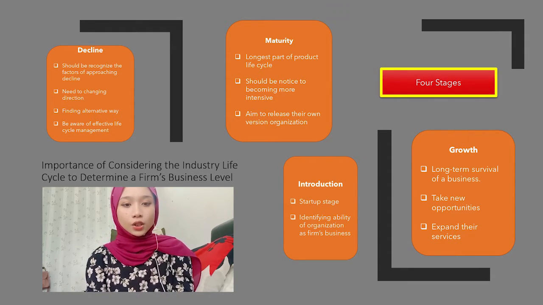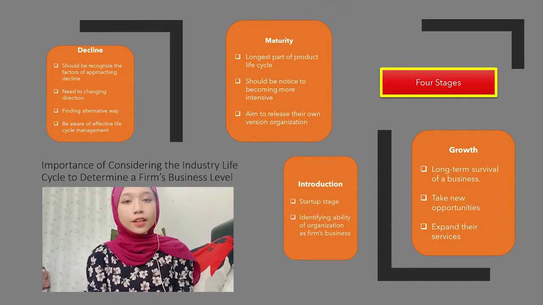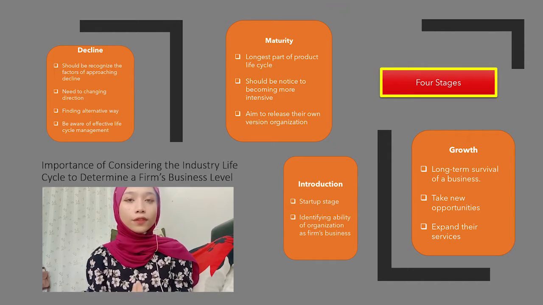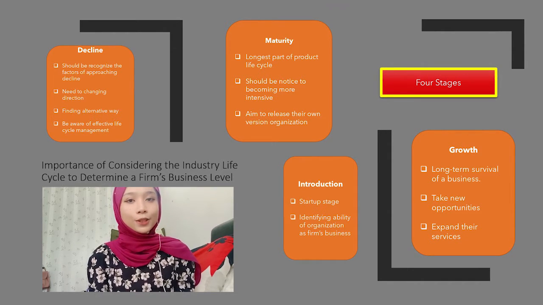The last stage of the industry life cycle is the decline stage. The organization should recognize the factors that warn about the approaching decline. When this stage happens, the organization needs to change its direction and find alternative ways, or be aware of effective product life cycle management.